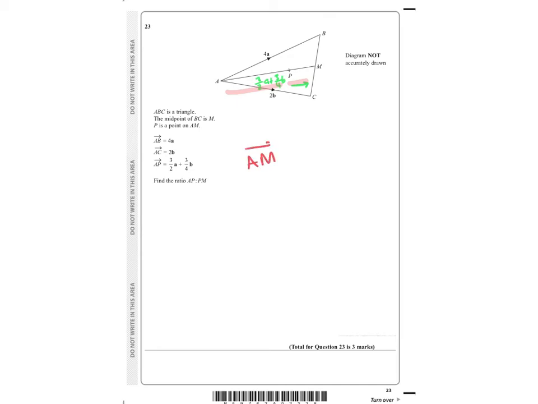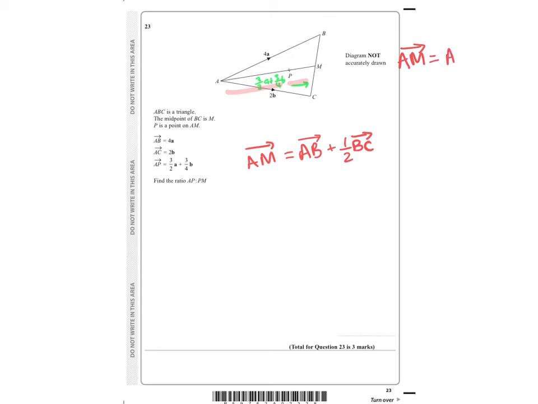If we find AM by going AB plus a half BC, the reason I am going this way is that the question says the midpoint is M, so I know that's halfway down. That's how I'm going to find AM. I can also find AM by going a different way.